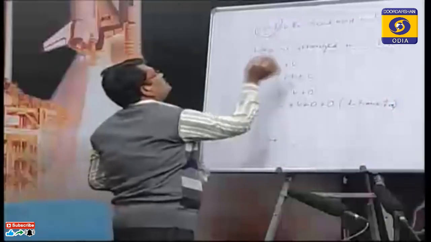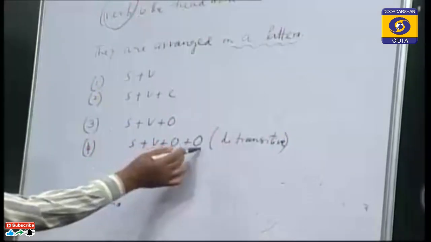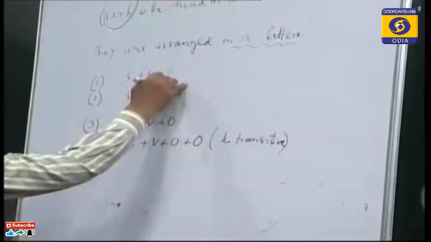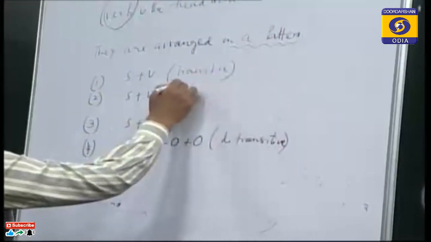So SV, SVC, SVO, SVOO, that means here the verb is a transitive verb.